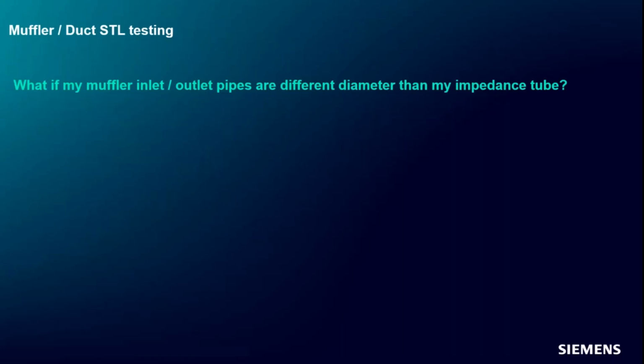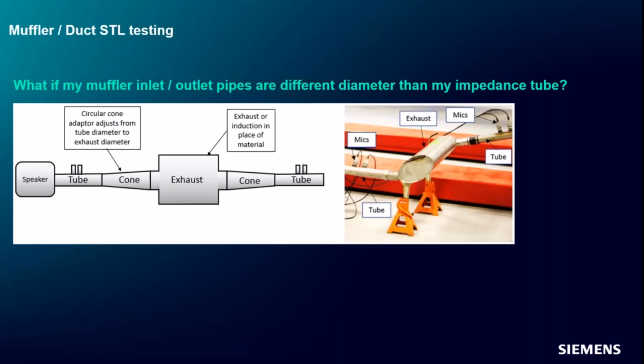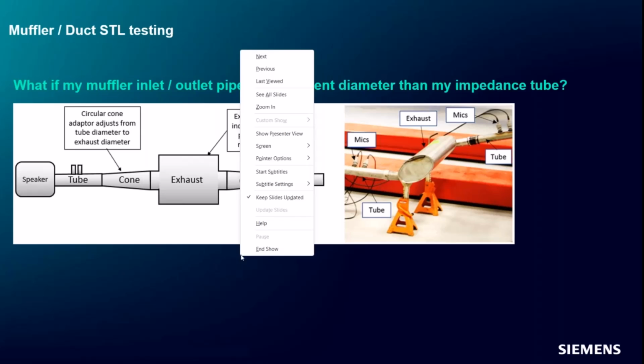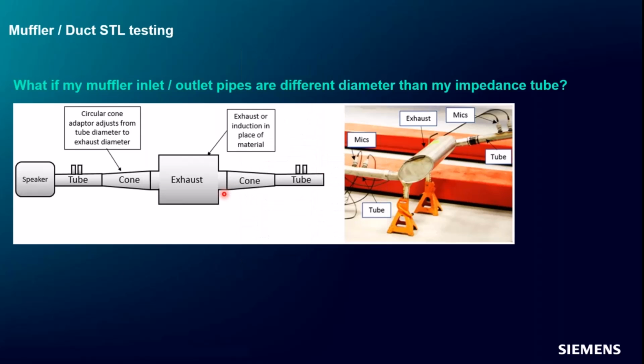Now you may have been thinking, well, you said I could use this on a muffler or an exhaust system or some sort of duct. What if the inlet or outlet pipes of my muffler don't match the diameter of my impedance tube, right? I'm going to have to do some sort of adjustment. And so you might end up with a situation like this, where we have these cones gradually going from the diameter of the tube up to the diameter of the exhaust system or the muffler, and then back down to the other side of the tube.